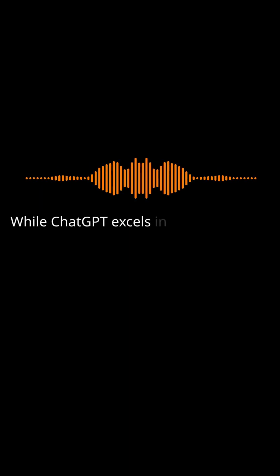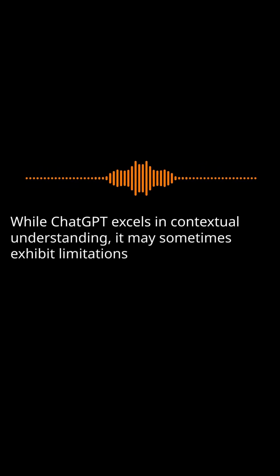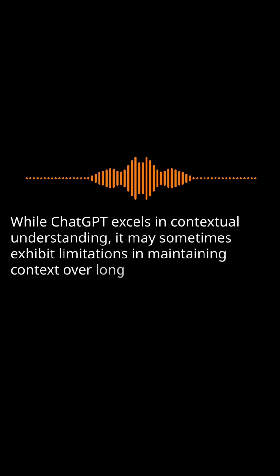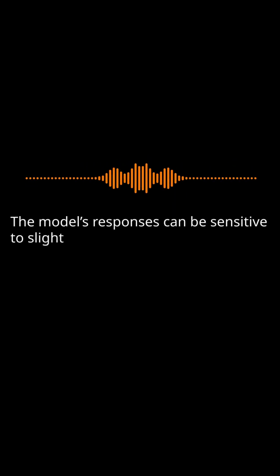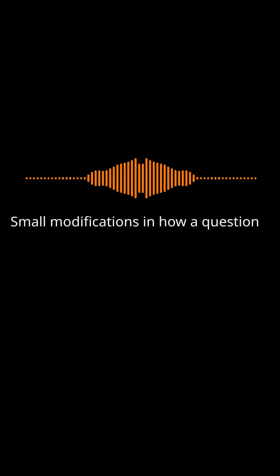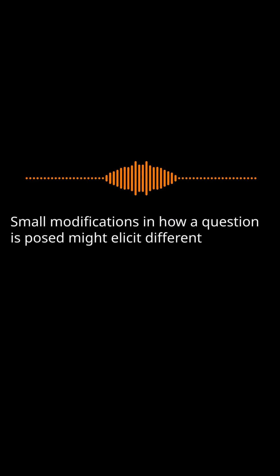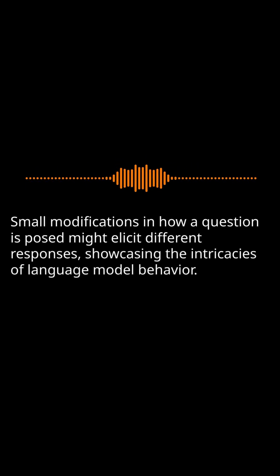While ChatGPT excels in contextual understanding, it may sometimes exhibit limitations in maintaining context over long conversations. It might lose track of the overall conversation flow, leading to less coherent responses. Sensitivity to input phrasing. The model's responses can be sensitive to slight changes in input phrasing. Small modifications in how a question is posed might elicit different responses, showcasing the intricacies of language model behavior.